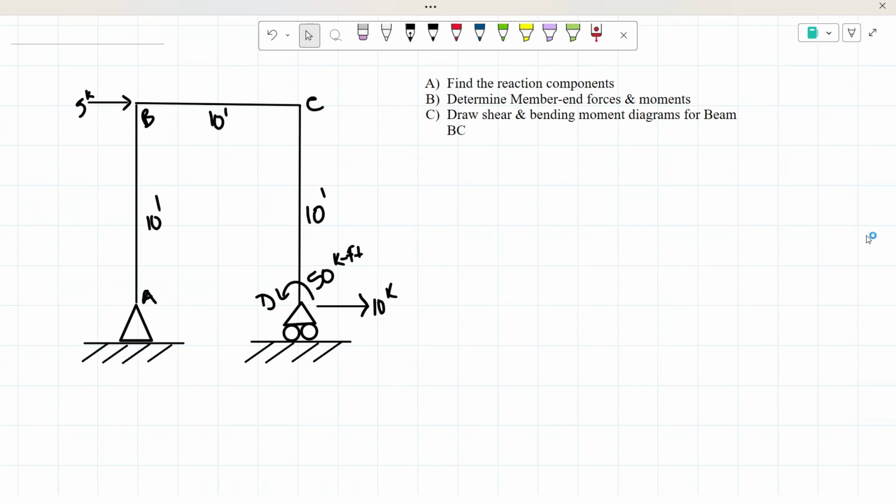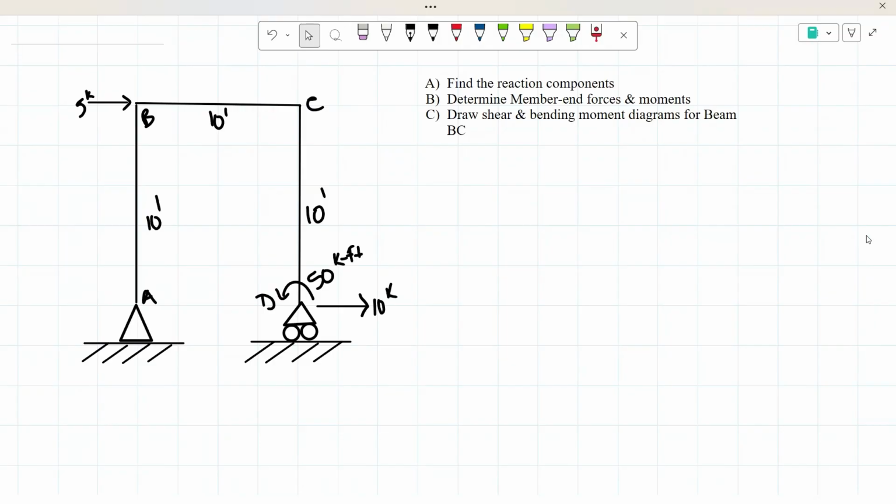Hello everyone, today we're going to be working on this structure example, and this example is asking us to find the reaction components, to determine member end forces and moments, and to also draw the shear and bending moment diagrams for the beam BC.